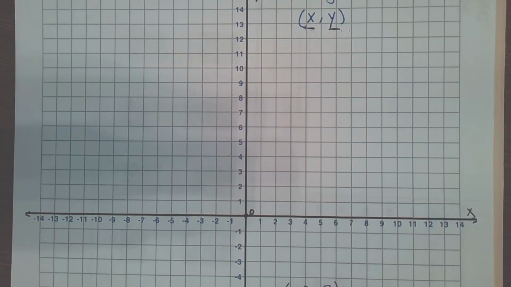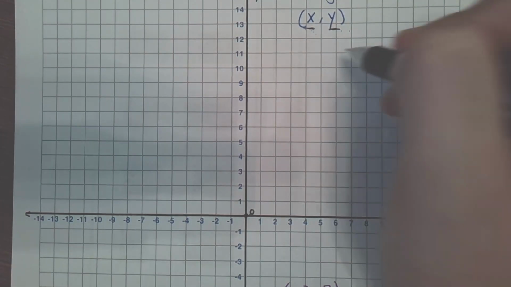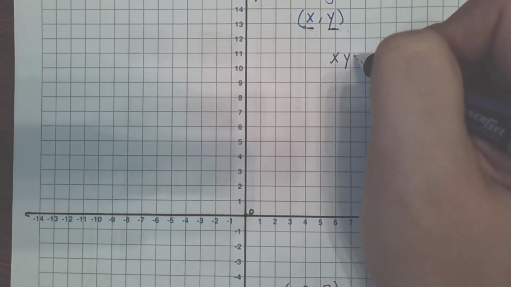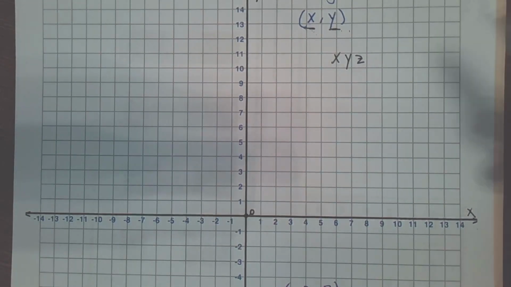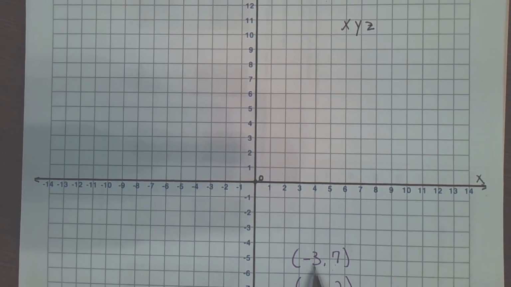Remember, when you do your alphabet, x always comes before y. It's x, y, z, right? So x is always before y. So between the two numbers, left number is always x, second number is always y. Remember that. If you know that, now plotting coordinates is piece of cake.